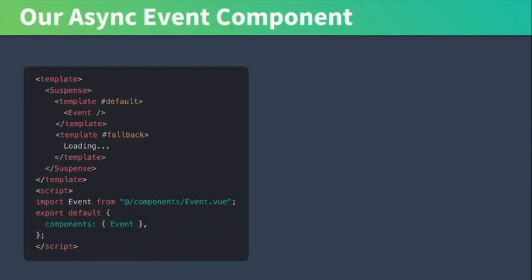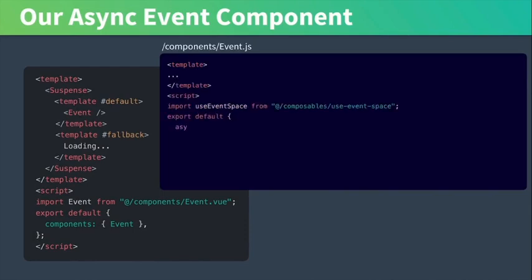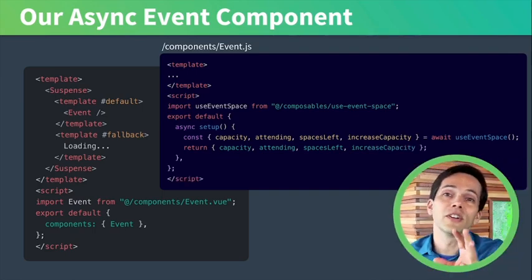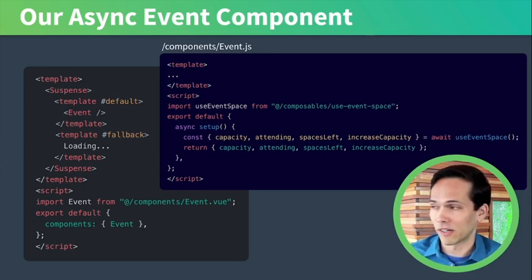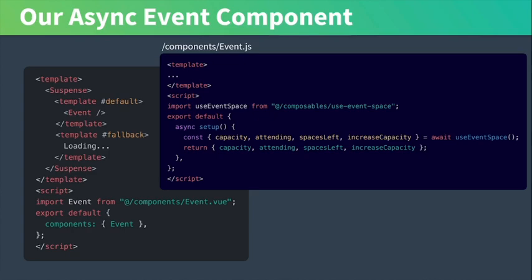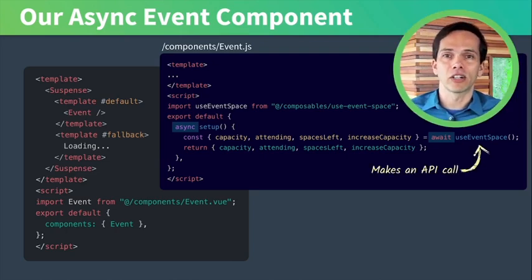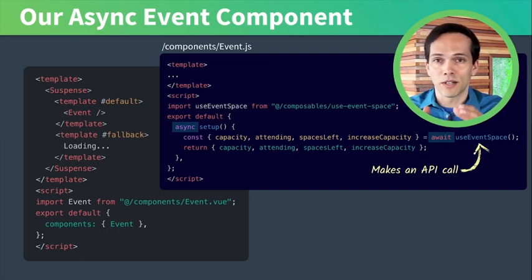What's inside here? It might look something like this. And we're using the useEventSpace composable, which we used in a previous lesson. Don't worry, you don't have to know this event composable to understand what's going on. I want you to notice that this component has async before its setup, and functions that use async also need to use await. Our useEventSpace composable is making that API call. And we don't need a composable to use Suspense.